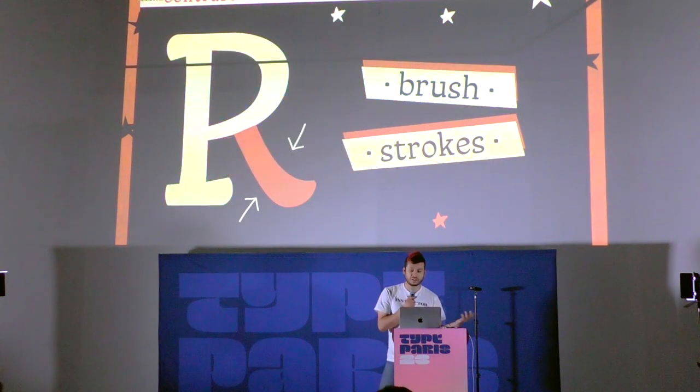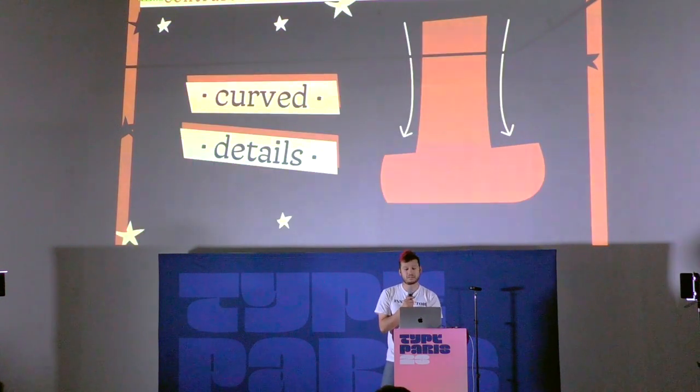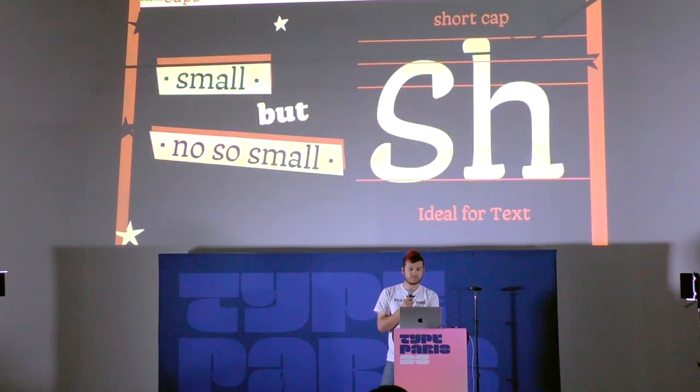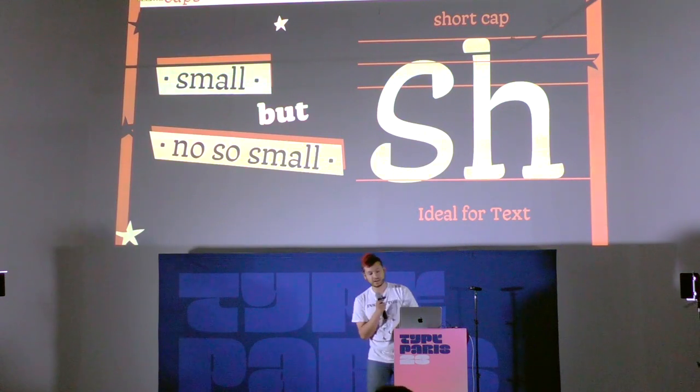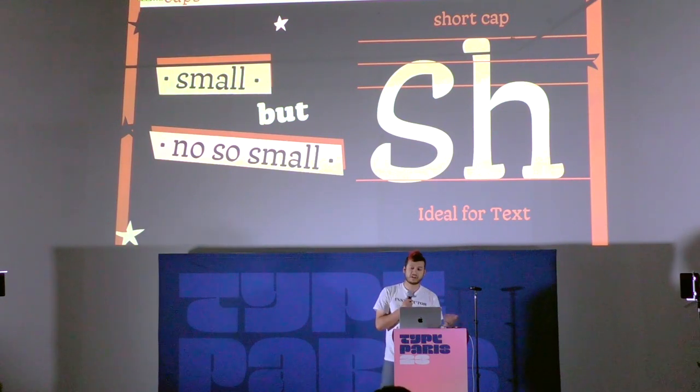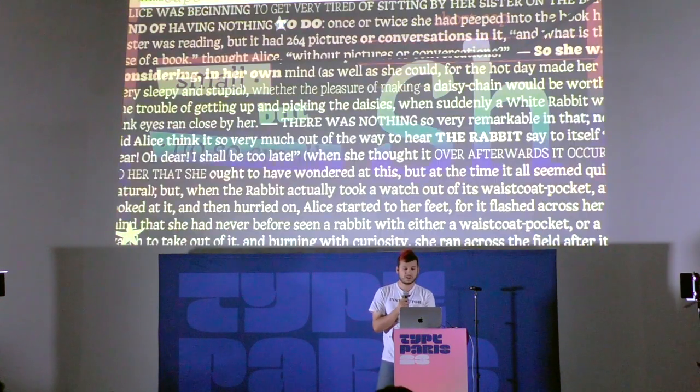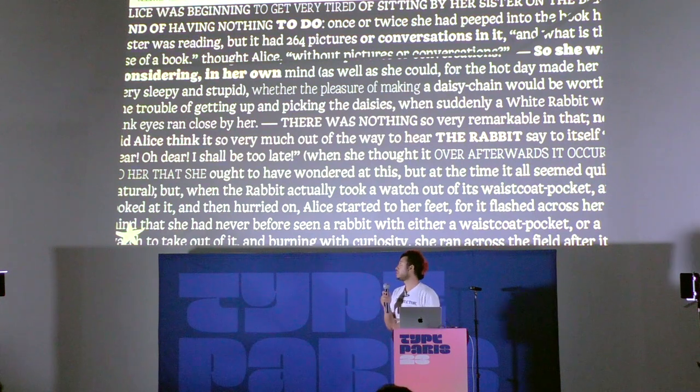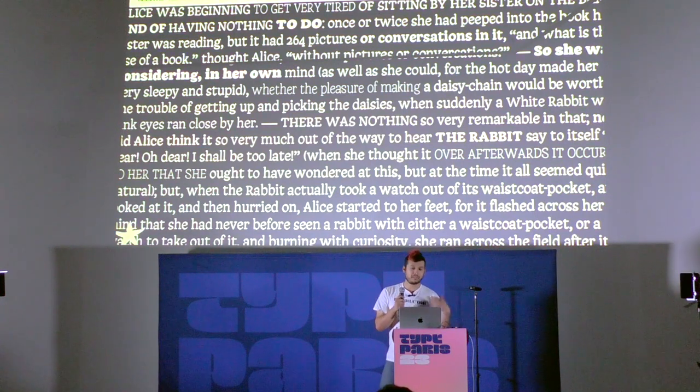And I couldn't get the brush strokes out, so it has some details, like the letter R and some other letters, that are like a brush stroke. And to make it more human, more handmade, not to lose personality, it has many curved details. And the capital letters are small, but not so small. So they are ideal for text, because when you read it, the capital letters don't distract from the lowercase.